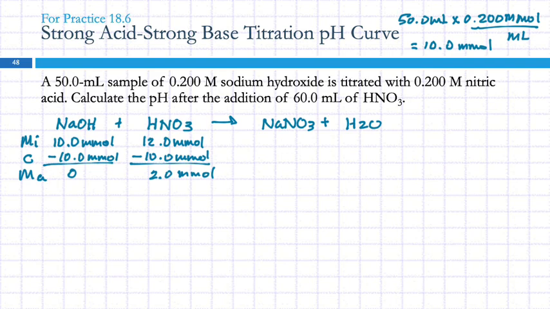Now, if we care about the other side, which here we don't, we start with 0 of that, and we're adding 10. So we end up with 10 millimoles of sodium nitrate, and water never matters. It doesn't do anything. Because this is strong acid, strong base, there's no equilibrium going on. We're going to get to that very soon.